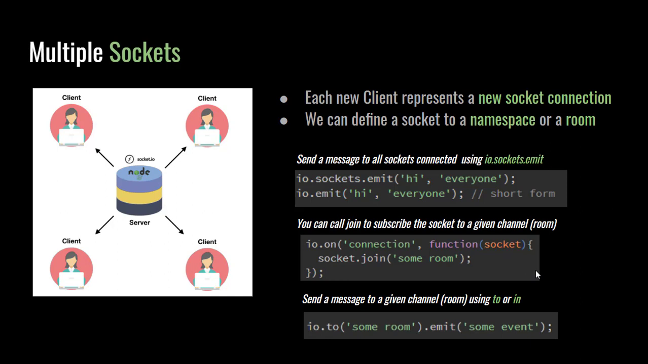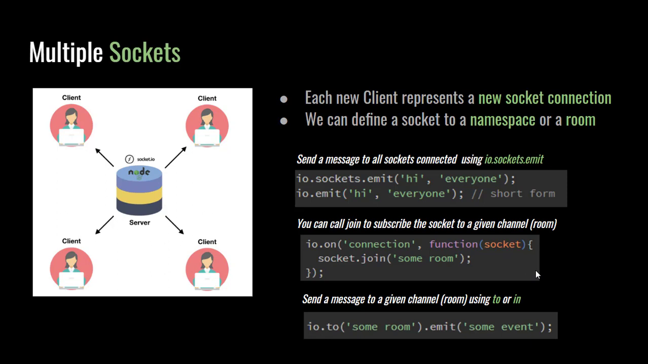So each new client represents a new socket connection, and we can define a socket to a namespace or to a room, right? We can basically give them all a namespace, general chat, or we can have different rooms. You can have private rooms and things like that. So it's just a way of segregating the communication.